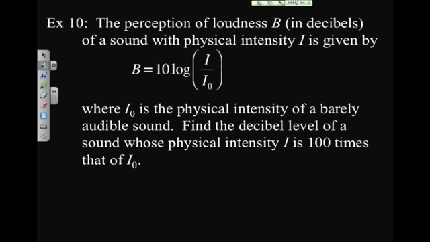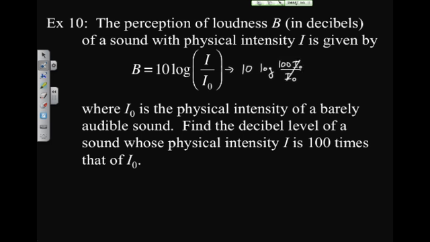So for example 10, the perception of loudness B in decibels of a sound with physical intensity I is given by this function, where I sub 0 is the physical intensity of a barely audible sound. Find the decibel level of a sound whose physical intensity I is 100 times that of I sub 0. So when we do this problem, for our particular situation, we've got 10 log, with I sub 0 on the bottom, and since I is 100 times I sub 0, we can just put in 100 I sub 0. And notice what happens.